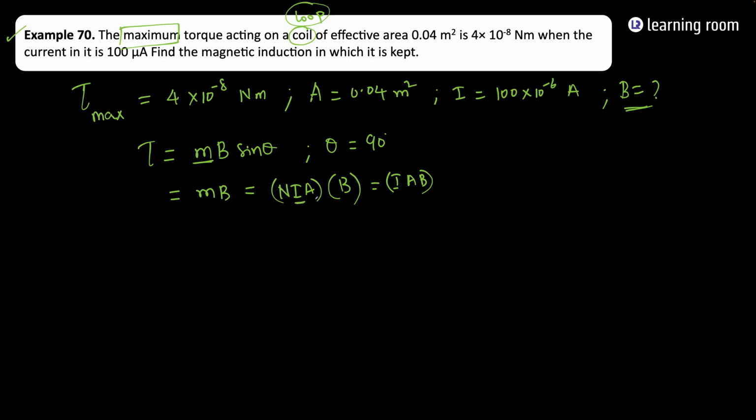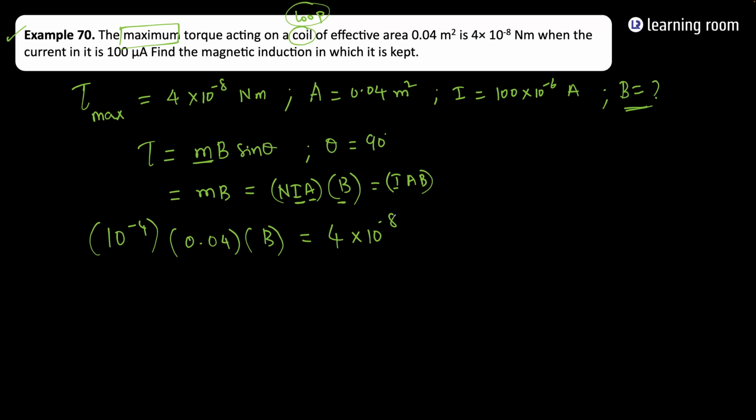So what are you going to have? I into A into B. This should be equal to how much? The value of A is 0.04, the value of B is what we need to find, and the current is also given. So 100 into 10 power minus 6 is 10 power minus 4. So 10 power minus 4 into 0.04 into B is equal to 4 into 10 power minus 8.